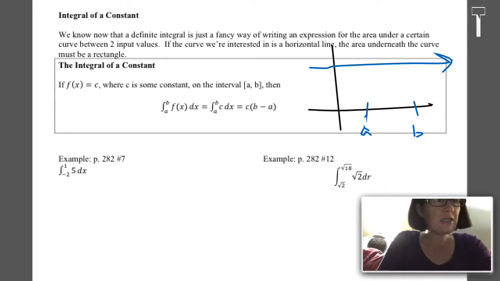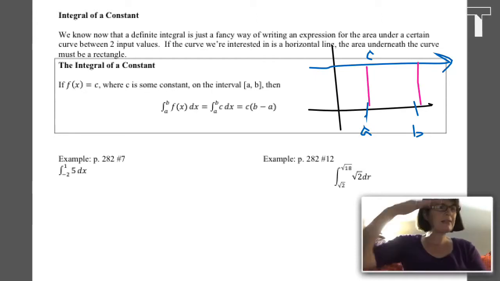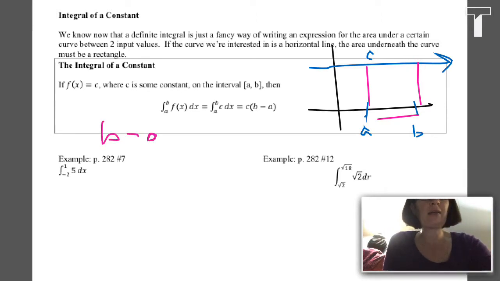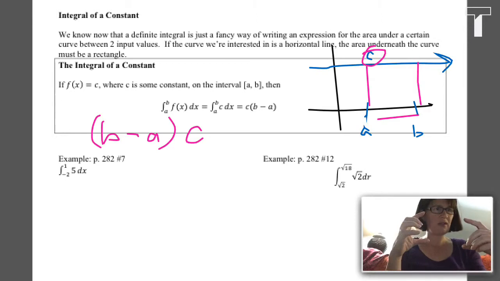If that's the function c, and I want to find the area under c between a and b, well, if that top is just a horizontal line, then this area has to be a rectangle. So what's the area of this particular rectangle? Well, it's the width, which is the base, which has a distance across it of b minus a, and has a height of whatever that function value is, it's c. So that's how we get c times b minus a.